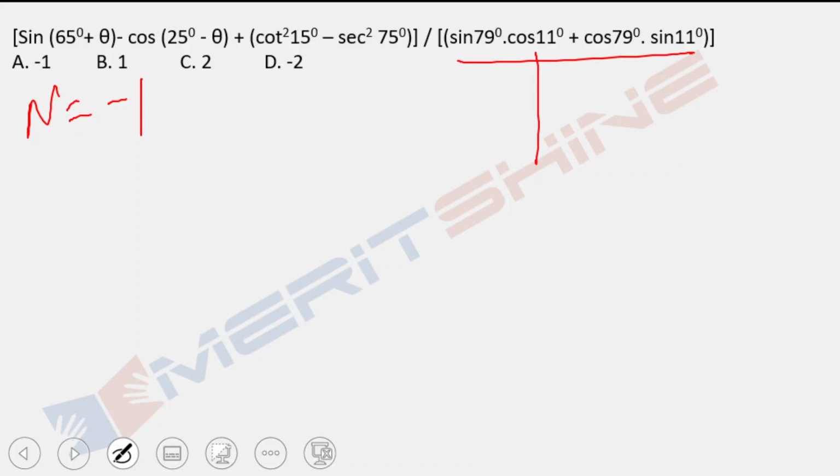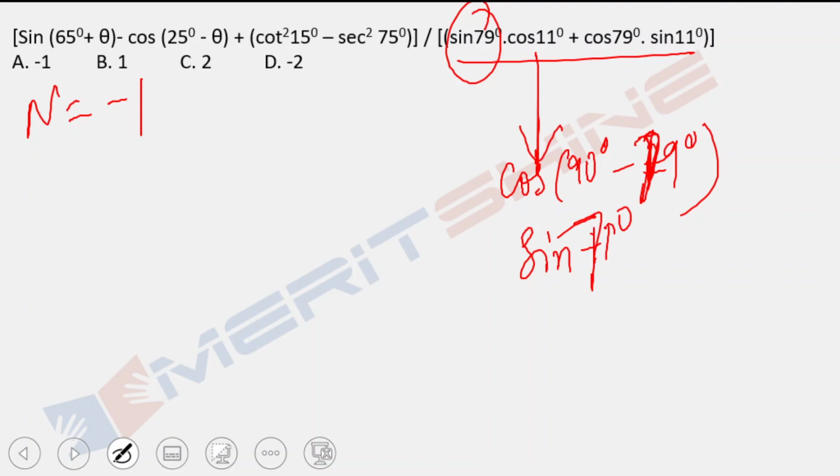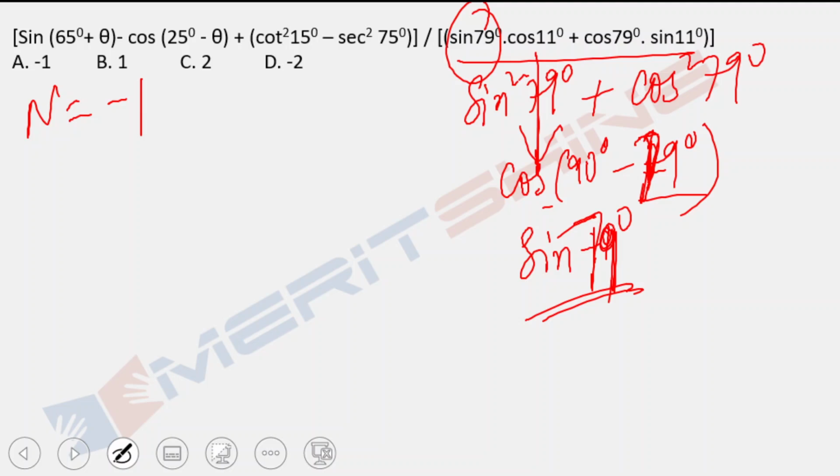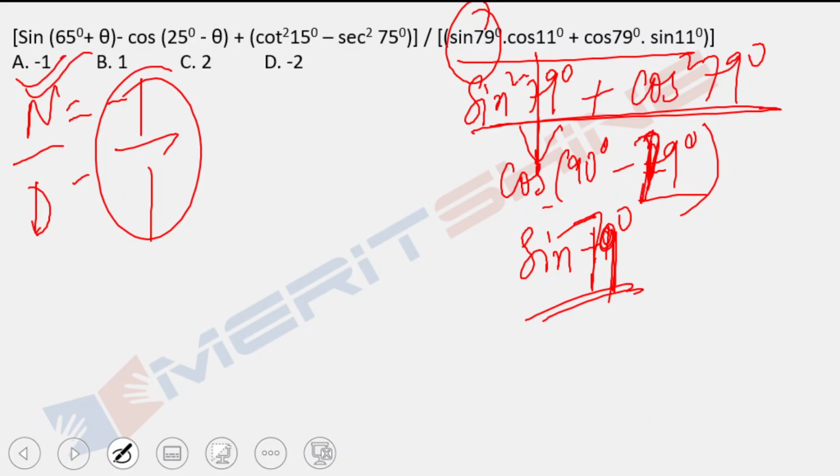What is my denominator here, my friends? See here, sin 79 and cos 11. Can cos 11 be written as cos of 90 minus 79? Yes. And cos of 90 degrees minus 79 degrees can be written as sin 79 degrees. So I have two sin 79, so this becomes sin square 79 degrees. Similarly, this becomes cos square 79 degrees the same way. So sin square theta plus cos square theta is equal to 1. So the denominator is 1. So minus 1 divided by 1, you have answer option A. Okay, right? So this is your answer.